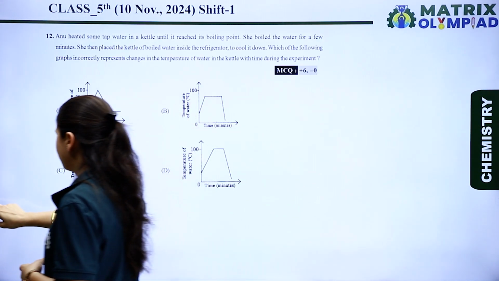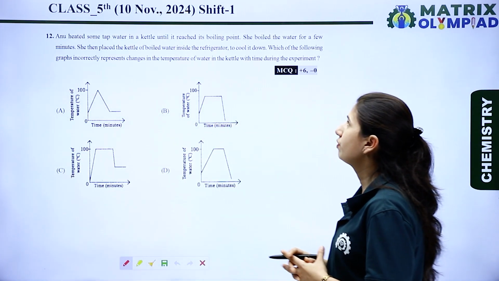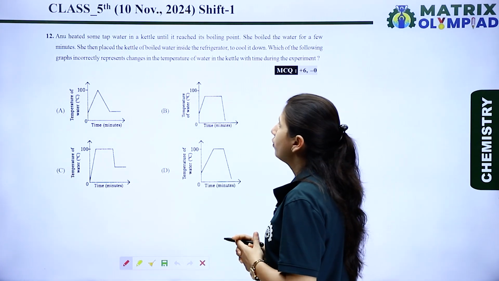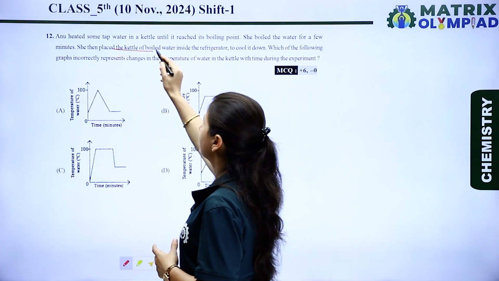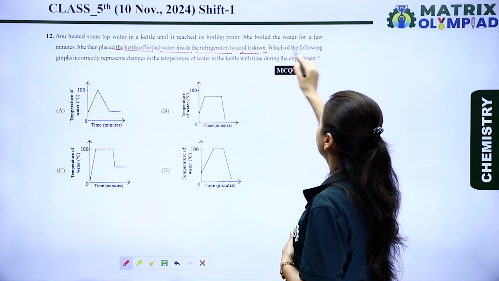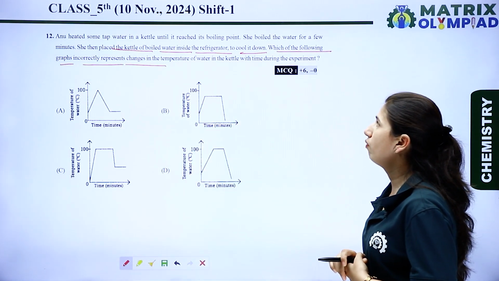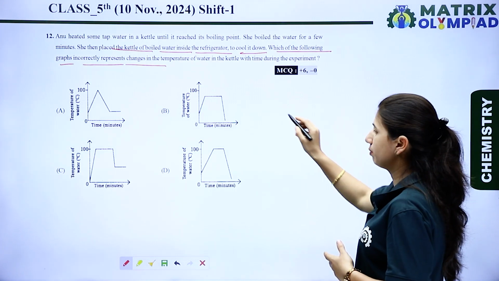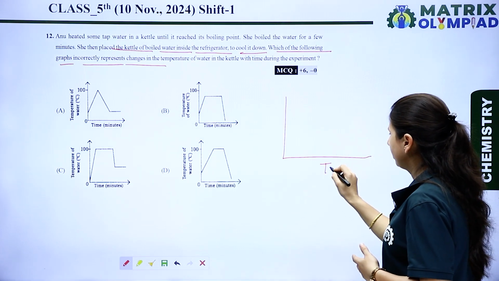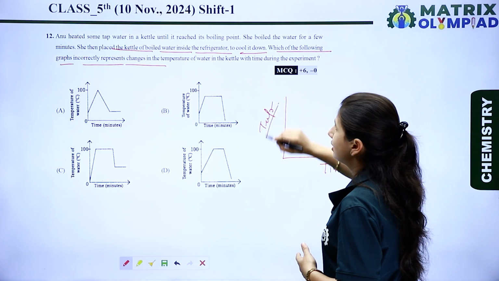The next question is, Anu heated some tap water in a kettle until it reached its boiling point. She boiled the water for a few minutes. She then placed the kettle of boiled water inside the refrigerator to cool it down. Which of the following graphs incorrectly represent the change in the temperature of water in the kettle with time during the experiment? If we put the time or minutes here and the temperature here, now let's see the question.